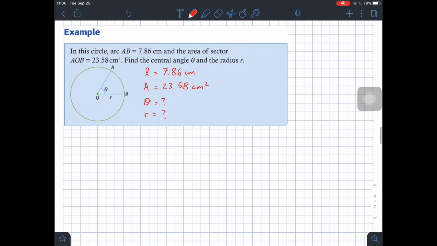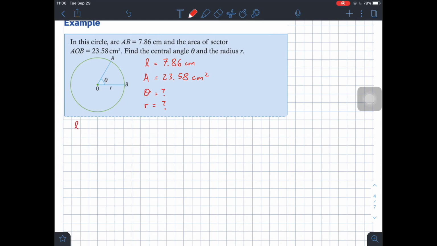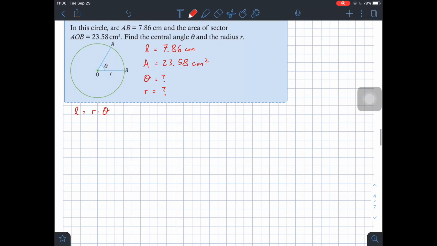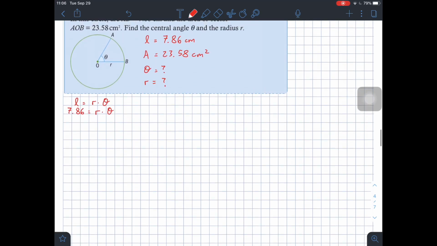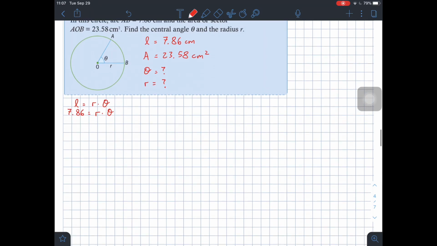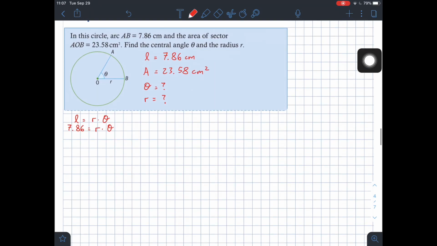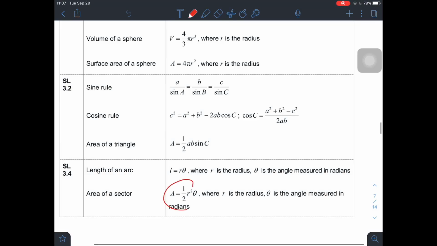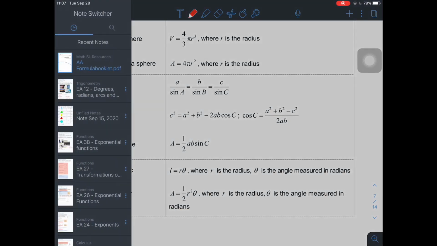Okay, so for the first formula, we know that L, arc length, is r times theta, right? So we're going to write 7.86 is equal to the radius, which we don't know, and theta, which we also do not know. So I'm going to leave it like that for now, and I'm going to write the formula for area. Remember, it's 1/2 times radius squared times theta, just as you can see in the formula booklet, right? 1/2 radius squared times theta.